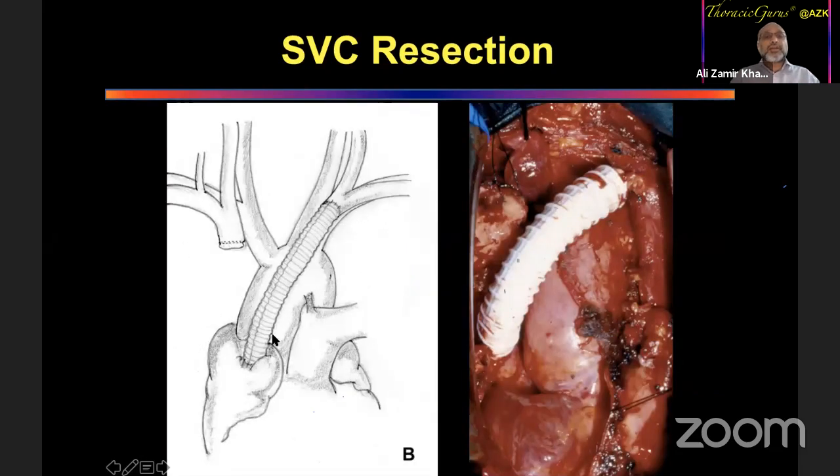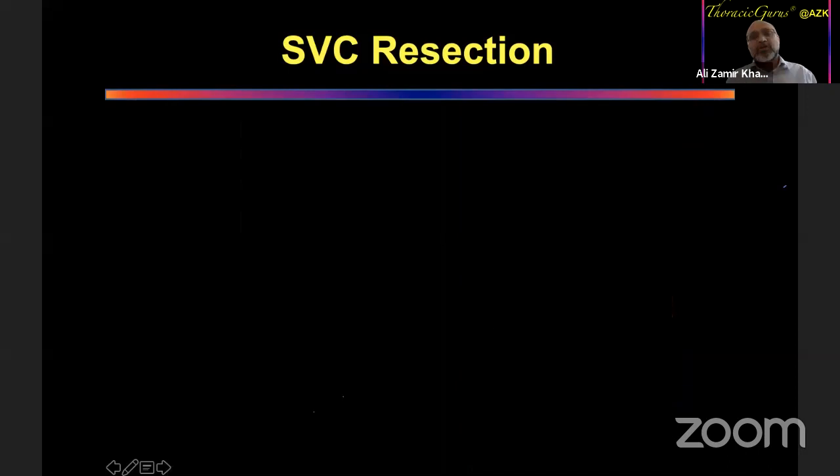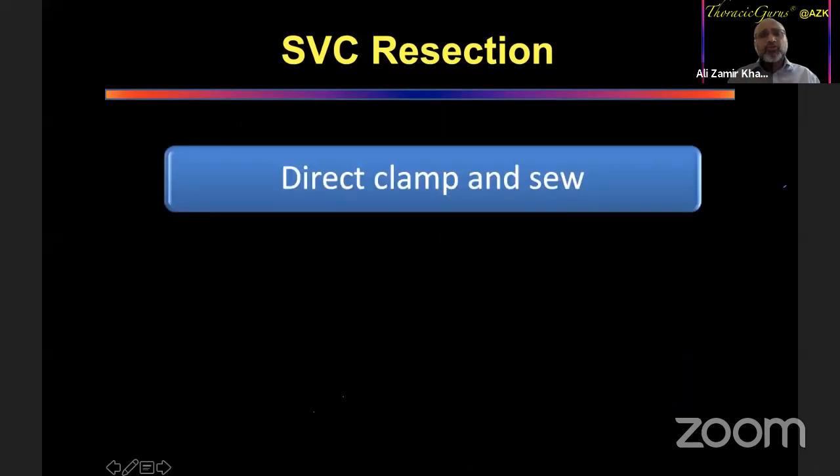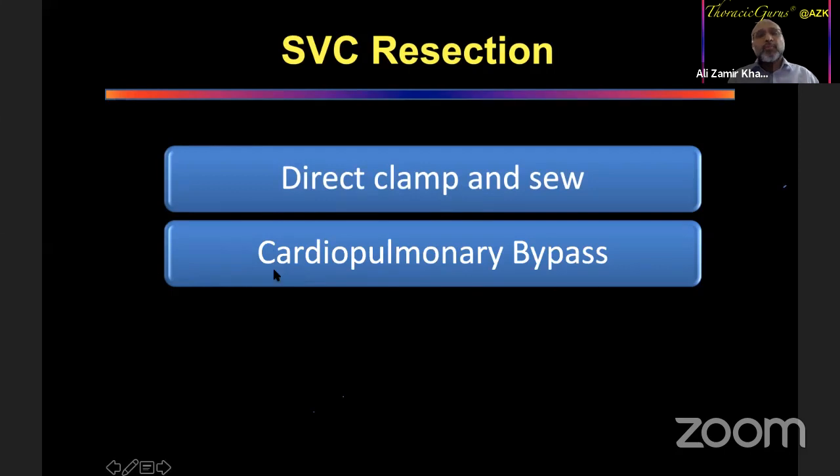You can clamp off the right and then connect the stump of the SVC, or the base of the RA, to the left side, left brachiocephalic. And you can put in a shunt across the mediastinum. The techniques to do SVC resection include direct clamp and sew, which I showed you earlier. You can clamp, cut, and sew, but you've got to be pretty quick so that you don't have a long ischemia time. You can also go on cardiopulmonary bypass. The moment you go on cardiopulmonary bypass, you have better control of the vascular system and the hemodynamics. Particularly when you're going to be doing a more complex resection, it's better to go on bypass.